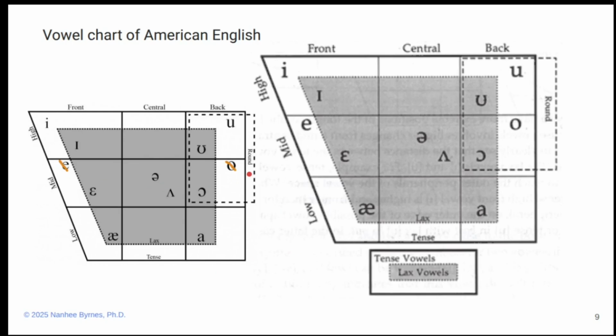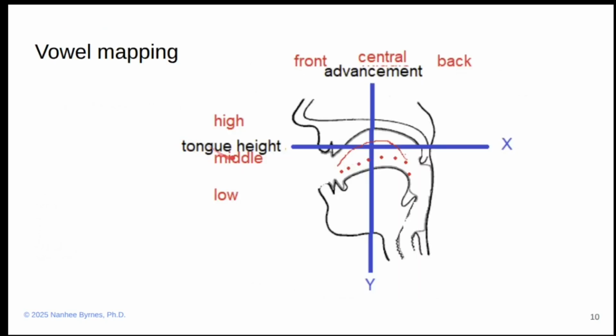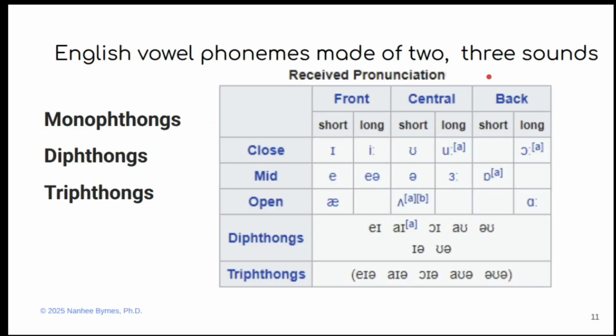Now, here's something important to remember. In English, a vowel phoneme can be made of 1, 2, or even 3 sounds. If it has just one sound, we call it a monophthong. Okay, so if it has 2 sounds, that's a diphthong, and 3 sounds would be a triphthong. Exactly. And triphthongs are something you'll only really hear in British English.